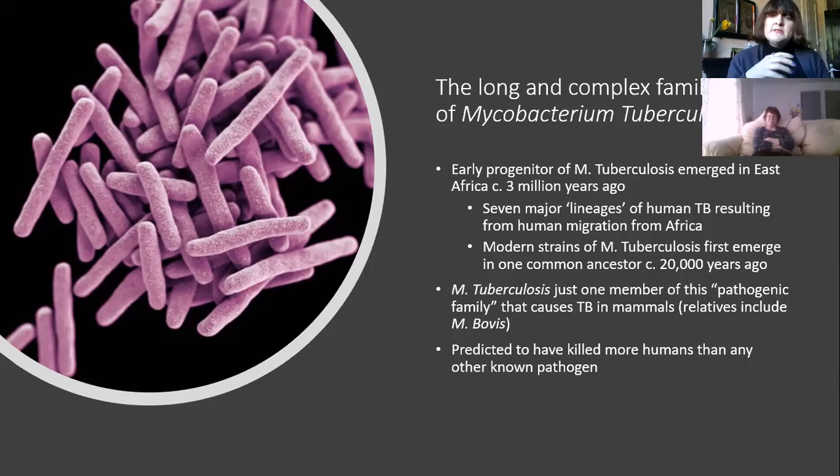But the modern strains of Mycobacterium tuberculosis, so the thing that most closely resembles TB today, excluding multi-drug resistant TB, first emerged around 20,000 years ago. And like I said, it is just one member of a much broader pathogenic family that causes TB in mammals. And tuberculosis, which some of you may know or may not, is predicted to have killed more humans than any other known pathogen. It's still a major killer today. People often forget this, but it's still a very, very big killer.